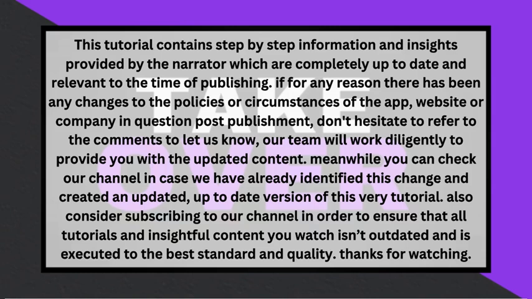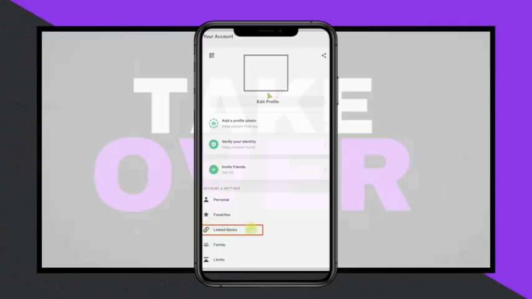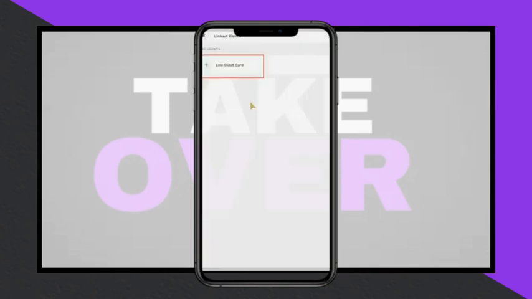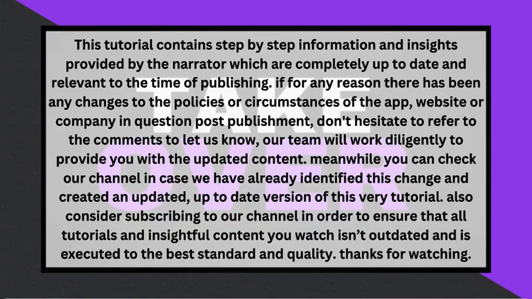Then, select the Link Debit Card option and enter the required information, including your card number, expiration date, CVV number, and zip code. After submitting this information, click the Link Card button to complete the process.